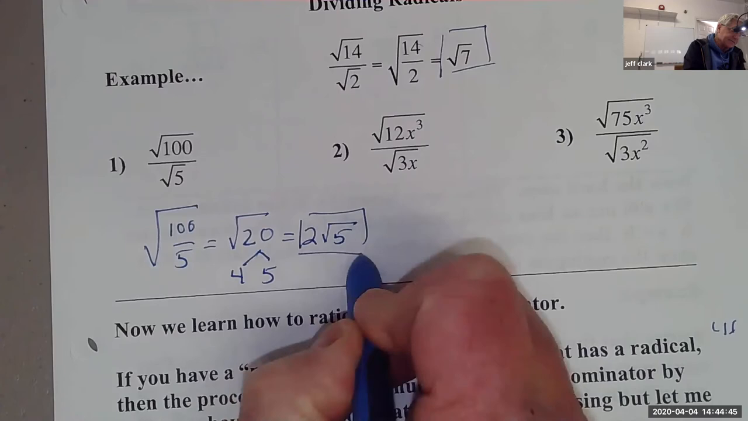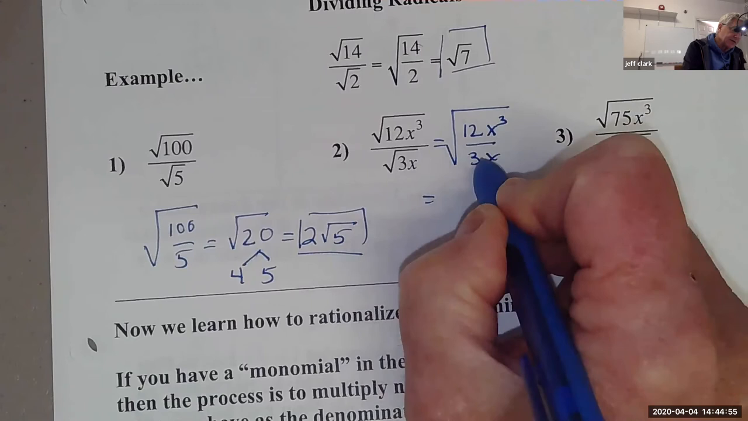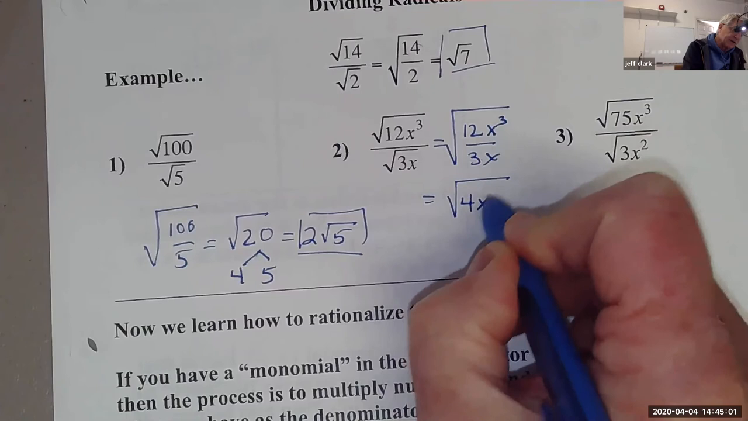Okay, this one, one big fat radical, put a 12 x cubed divided by 3x, and notice 3 goes into 12 4 times. X cubed, there's an x squared left here. The root of 4x squared is plain old 2x.